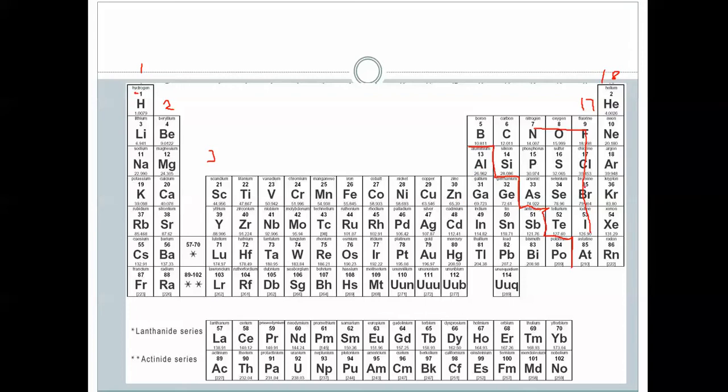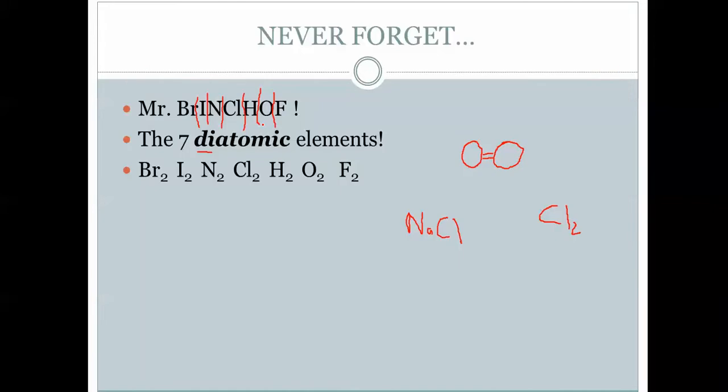Bromine is a liquid, actually, and it's also a diatomic element. But however you get there, just don't forget the diatomic elements. It will cause you to get so many problems incorrect if you forget about them, believe me.